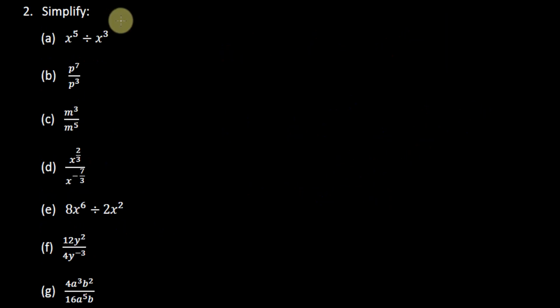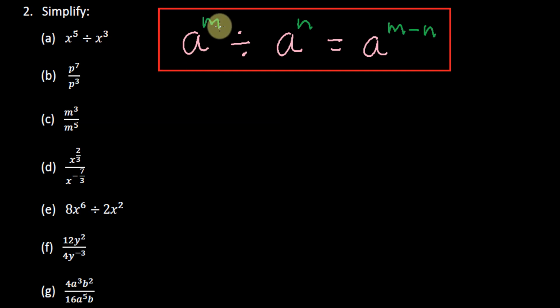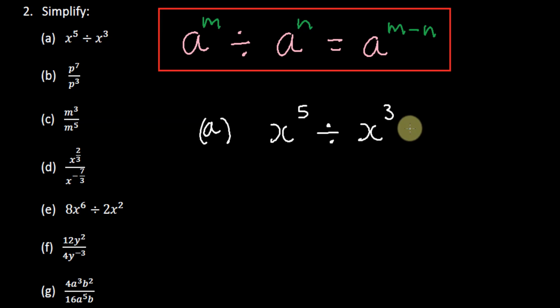The second question in this tutorial deals with the exponential law that says a to the power m divided by a to the power n equals a to the power m minus n. In other words, when we divide two exponents and the bases are the same, we can subtract the powers. Here we have x to the 5 divided by x cubed. So we are dividing and the bases are both x, and that means we can subtract the powers. So it's x to the 5 minus 3, in other words x squared.